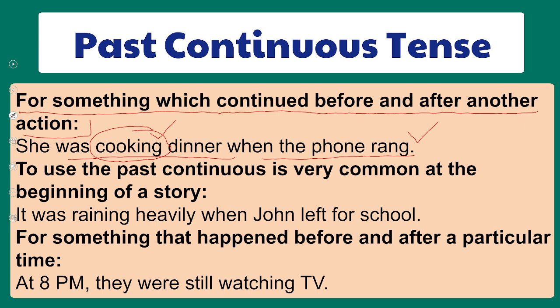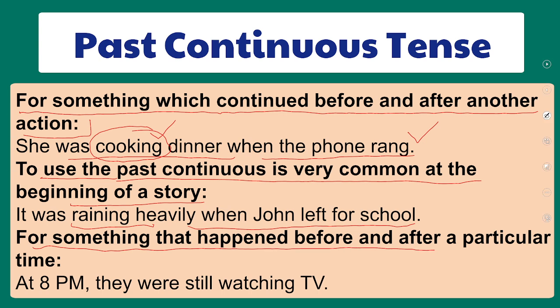Secondly, the past continuous tense is very common at the beginning of a story. So once upon a time, such things, like it was raining heavily when John left the school. So this is how the past continuous tense is used. When we refer to ongoing actions in the past, then we use past continuous tense, and most of the time in the beginnings of stories such descriptions are very common. It is also used for something that happened before and after a particular time, like at 8 a.m. they were still watching the TV. So such actions are also referred to through the past continuous tense.